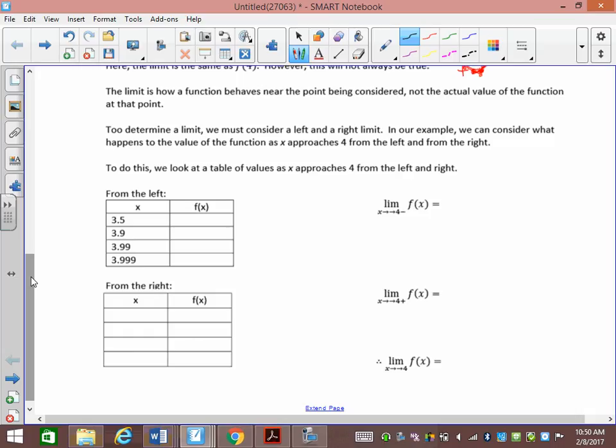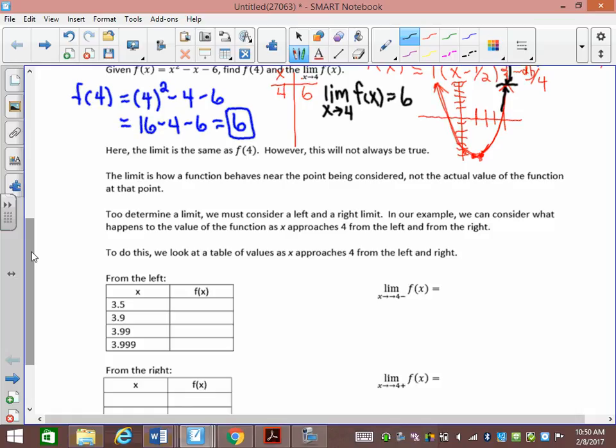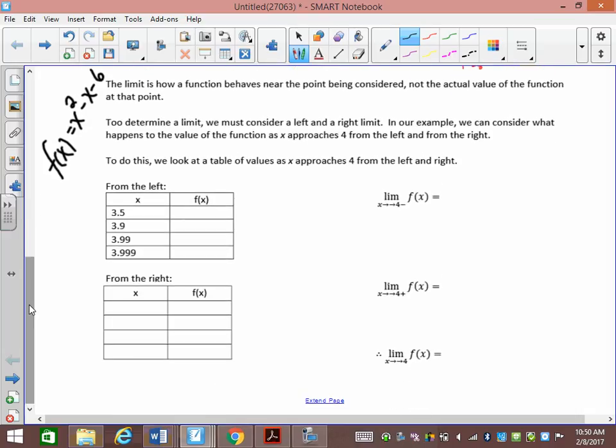How do I get the y value that correlates to those x values? Yeah, just plug them into the equation. So the equation is f of x equals x squared minus x minus 6. That's the equation you're going to plug it into. So you're going to go 3.5 squared minus 3.5 minus 6.